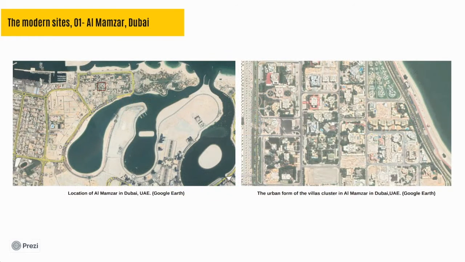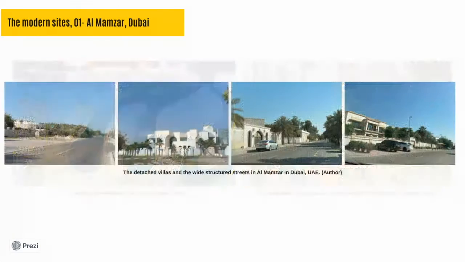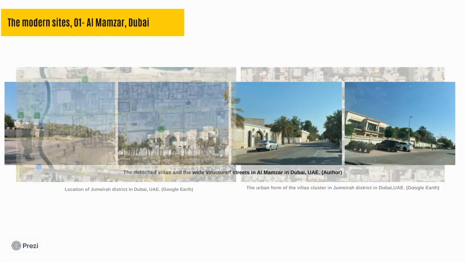The modern sites. The first site is Al Mamzar area in Dubai. Al Mamzar area represents the low-density grid urban form, which has detached low-rise villas with 1 to 2 story height that are typically placed in the middle of their plots. It has a gridded wide street system at 6 meters wide.